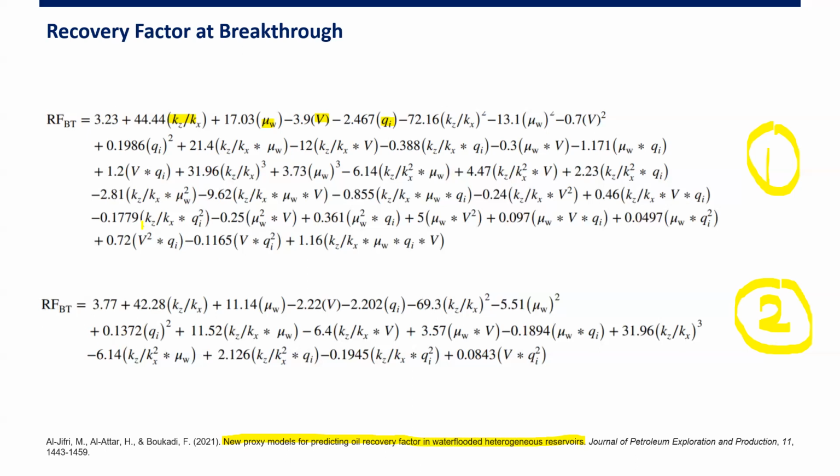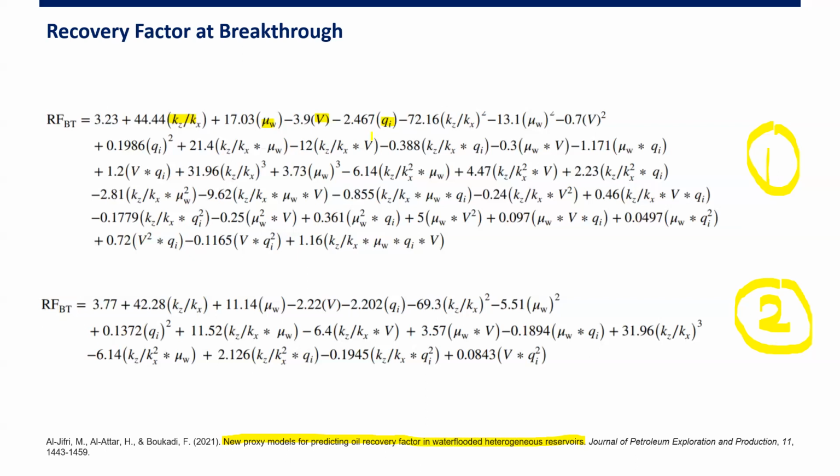It's very handy and easy, although the correlations are quite long, but they are actually straightforward and simple. As long as you have the permeability anisotropy, the viscosity of water, and the Dykstra-Parsons parameter V, which you can extract from your reservoir model, and the water injection rate, which you must know, you can predict the recovery factor using these relatively straightforward correlations.